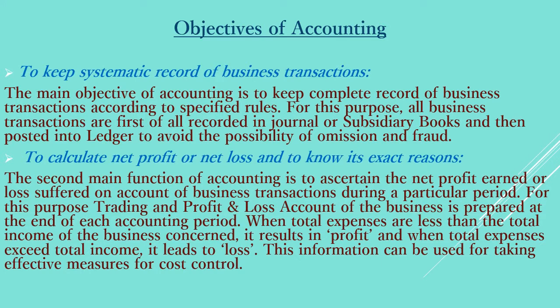This information can be used for taking effective measures for cost control. So here, when you do the accounting record systematically, you will be able to prepare your trading and profit and loss account at the end of the accounting period based on your trial balance, and the trial balance will be prepared with the help of your ledger balance, and your ledger balance will be prepared with the help of your journal. So systematic journal, ledger, trial balance, then you prepare your final accounts, trading and profit and loss account.